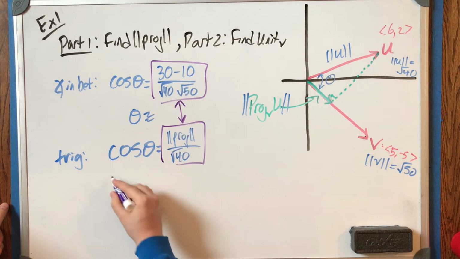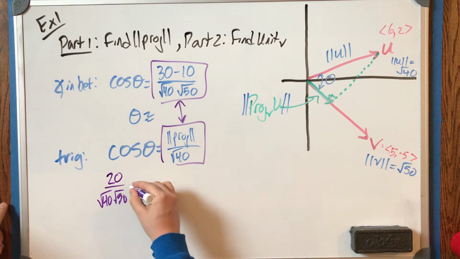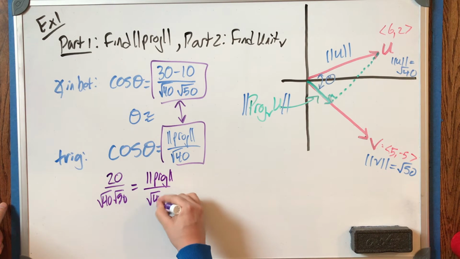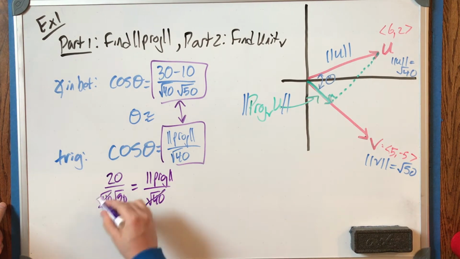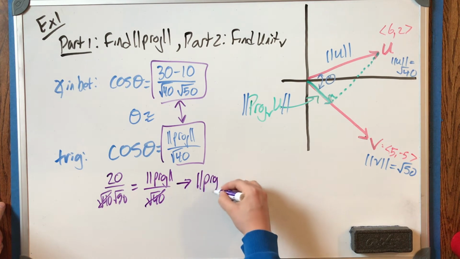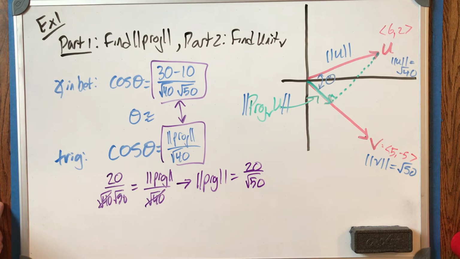So doing this allows me to solve for what the length of the projection would be. Okay, so I have 20 over, and I'm going to leave it not simplified still, so that you can see what happens here, equals the length of the projection over the square root of 40. So this square root of 40 is going to cancel, and I now know that the length of the projection is going to be 20 over the square root of 50. Okay, and I could figure out what this is as a decimal. I'm just not going to bother right this second. And that's the first part. We had to find the length of the projection.